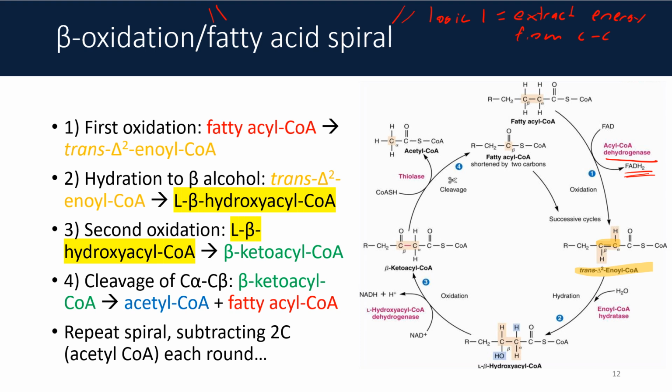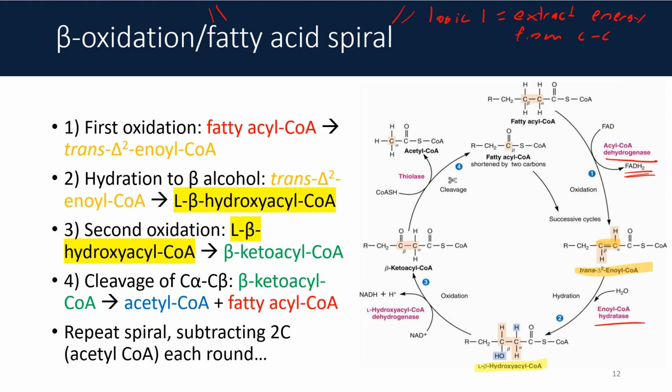Tugging along, the second enzyme in the fatty acid spiral is enoyl CoA hydratase. This enzyme's job is to add and activate a water molecule onto the double bond that we just formed on trans delta 2 enoyl CoA. The ensuing product is going to be the beta alcohol L-beta hydroxyacyl CoA. L-beta hydroxyacyl CoA. All right?